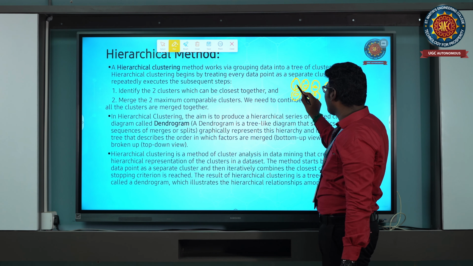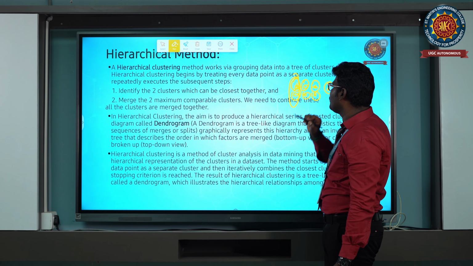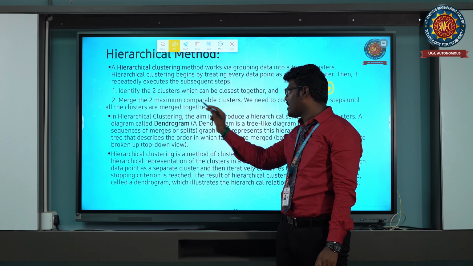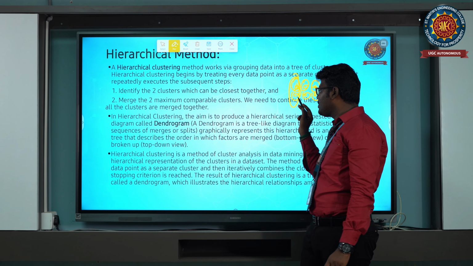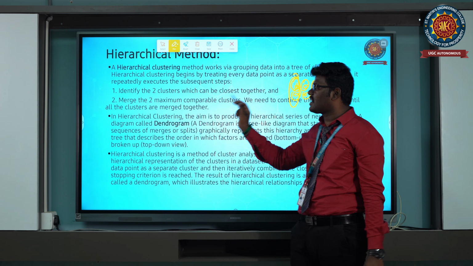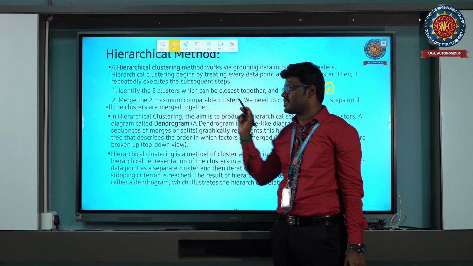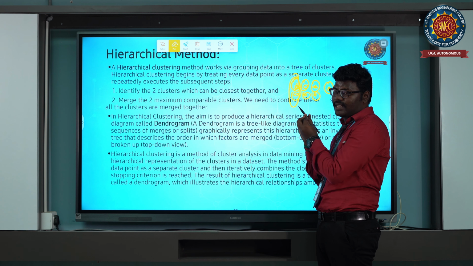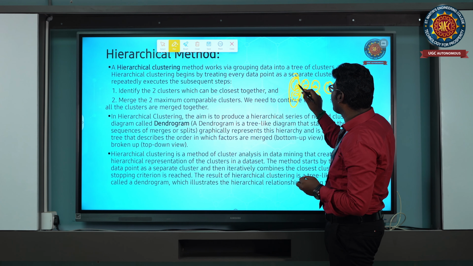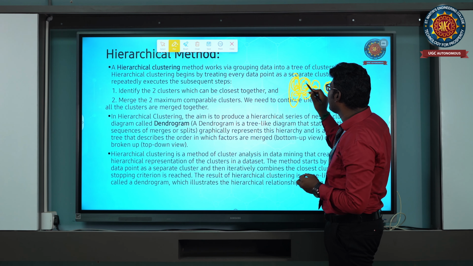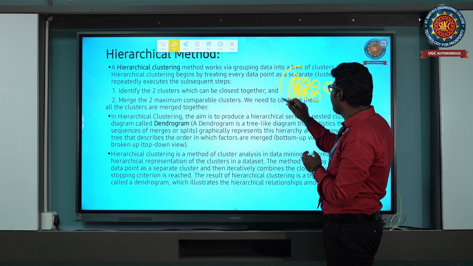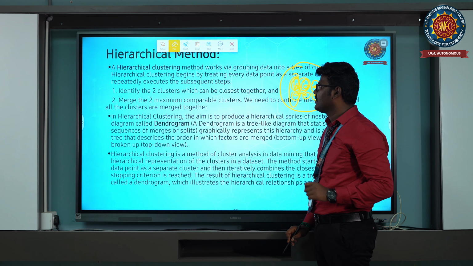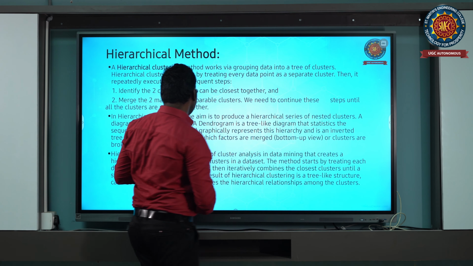For example, these two are the closest. We merge the first two clusters as one group, right? So merge the two most comparable clusters, and we continue this step until we merge into a single cluster. Next we find which clusters are closest. For example, this cluster and this cluster are closer. We merge like that until we merge everything into one group, right? We can go through an example.